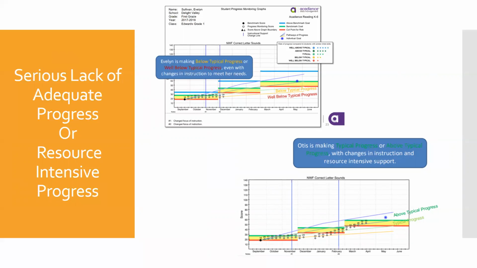The graph at the bottom is for a student named Otis, and you can see Otis, however, is making typical progress or above typical progress with what we've changed in our instruction or our support. So knowing that and seeing that data tells our team that the interventions we have in place are working and that we need to continue. So this is really a wonderful tool that Acadience Data Management offers to allow you to see your intervention success and effectiveness.